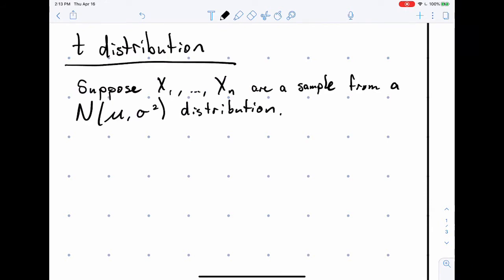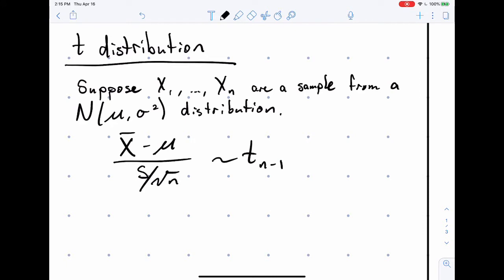This requires an assumption. So you suppose that x1, dot, dot, dot, all the way up through xn are a sample from a normal distribution. That is, it's not any distribution at all, like for the central limit theorem. We have to assume that we know the distribution and it's normal or approximately normal. If we don't know the distribution at all, if we can't say that it's normal, then it's really hard to build a confidence interval because we have no idea what the data is actually doing.